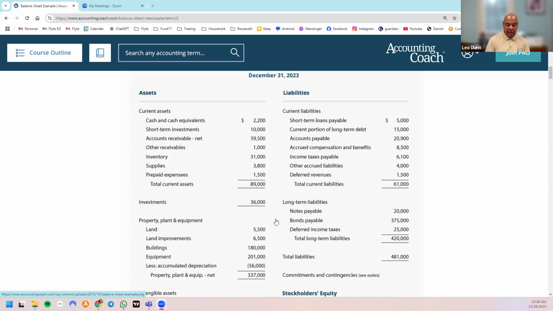Deferred income taxes. This relates to that difference between book purposes of your financials and tax purposes. For book purposes, when you choose to take accelerated depreciation on your tax return, you are basically pushing taxes down the road. And so we have to recognize the amount of taxes that you have pushed forward. Those are considered a long-term liability.